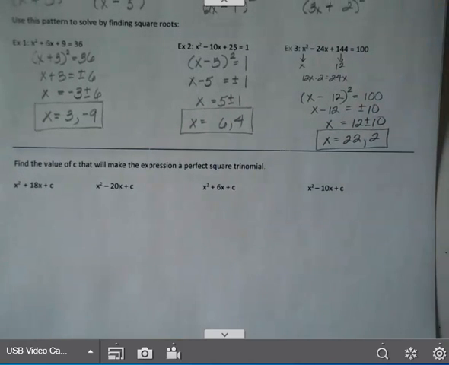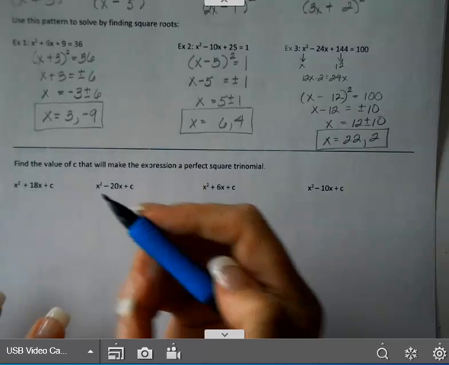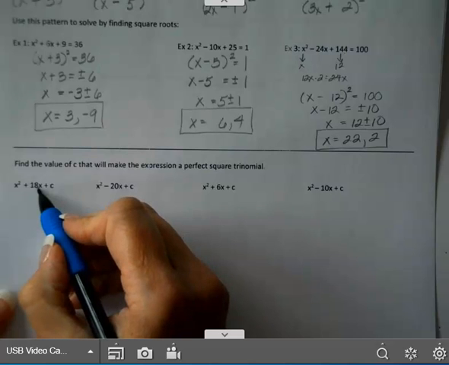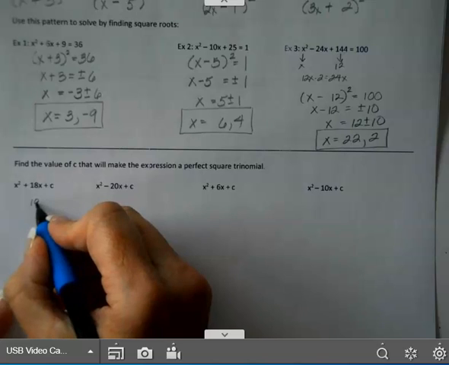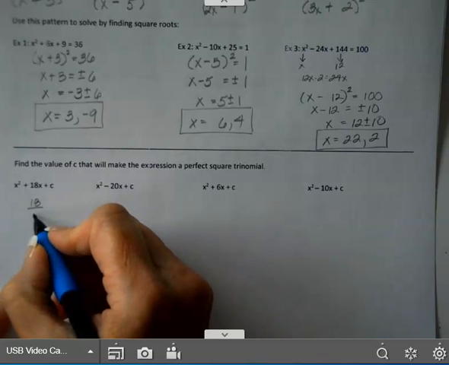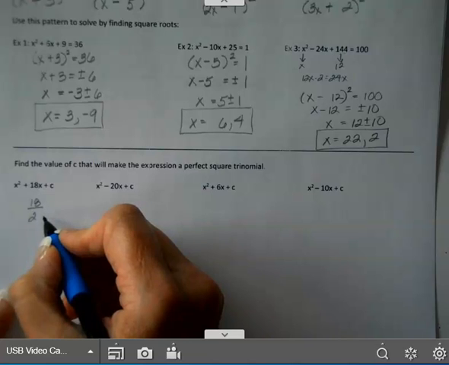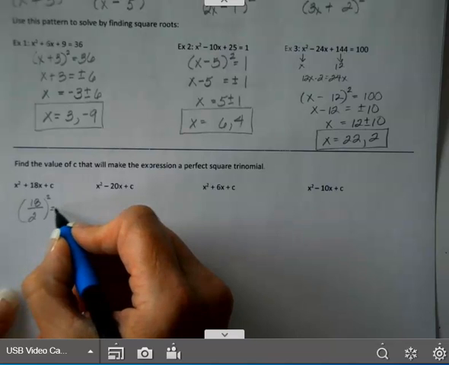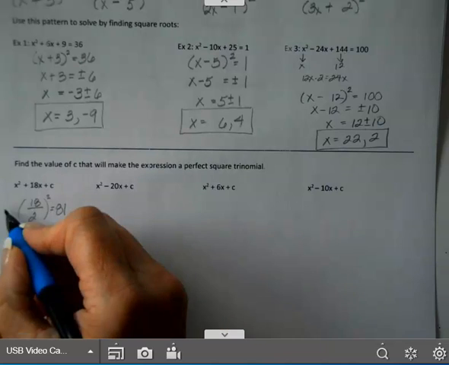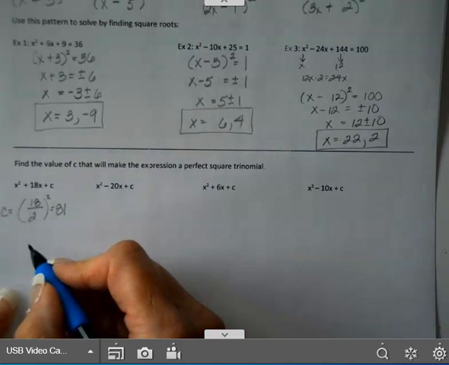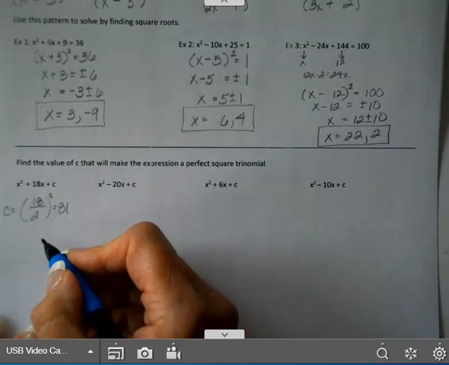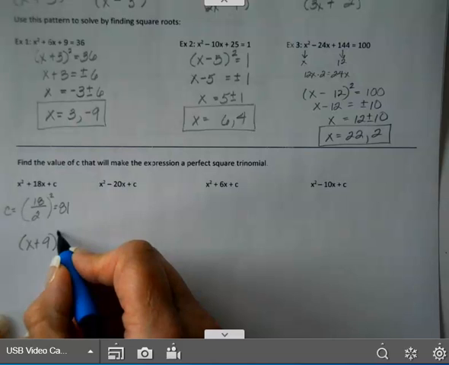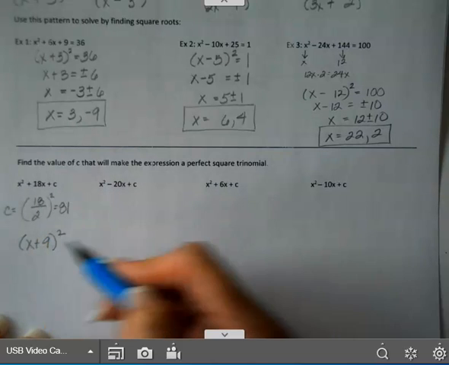Let's find the values that make this a perfect square trinomial. So notice this middle term was doubled. So if I undouble it, I'm going to take 18 divided by 2. That will give me 9. And then I square it. And so that will be what C equals. And so for bonus, if I wanted to write this as a perfect square trinomial now, this would be x plus 9 squared. It's just half of that middle term that goes here.